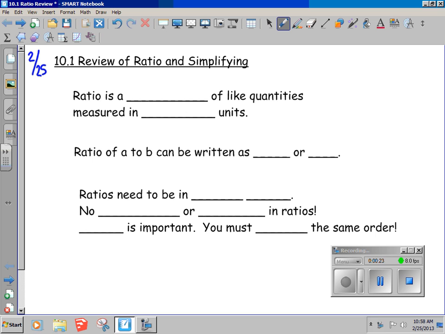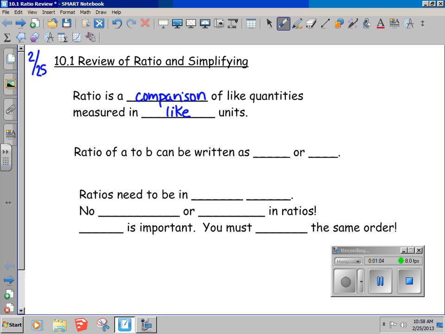First of all, if you remember correctly, a ratio is really just a comparison of like quantities measured in like units. It's very important that you get your quantities with the same units, or it's not a fair comparison. For example, if I was comparing 1 foot to 1 inch and I said that that was a ratio of 1 to 1, it wouldn't really be fair because 1 foot is much larger than 1 inch, so you'd have to convert them both to the same units. For example, 12 inches to 1 inch or 12 to 1 would be fair.